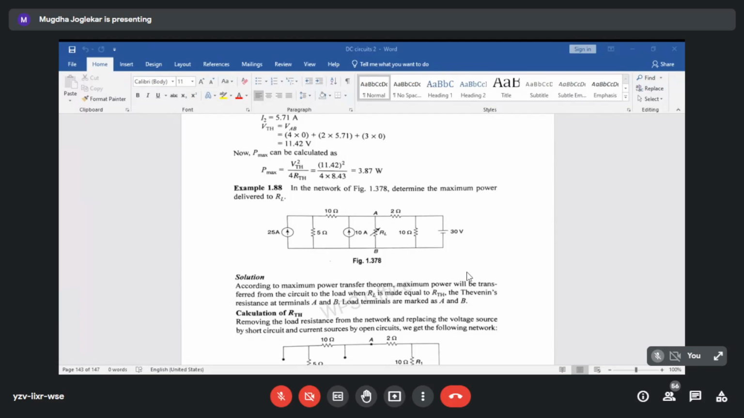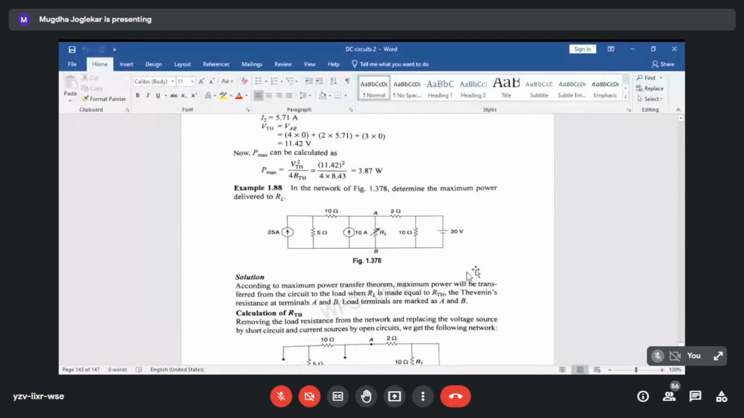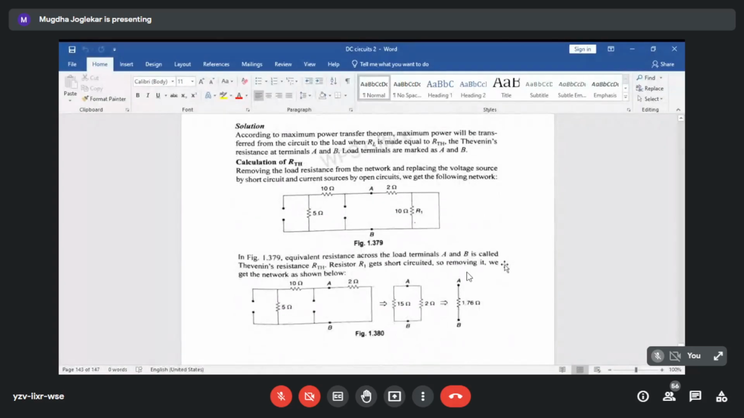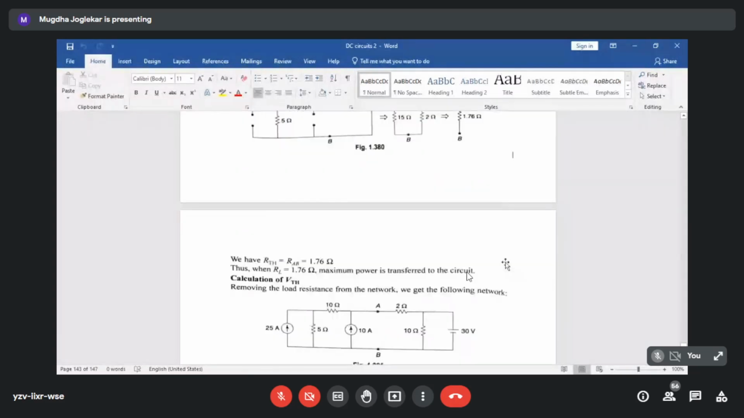Yes, have you completed VTH, everybody? Yes, ma'am. Can we just check the VTH value? RTH also completed. What about RTH? 1.76. Is anybody still solving RTH? Please raise your hand. Is anybody still solving VTH? Please raise your hand. Everybody completed. Good. So we'll check the answer now. So 1.76 is your answer for RTH, right? Yes, ma'am. And VTH is here.